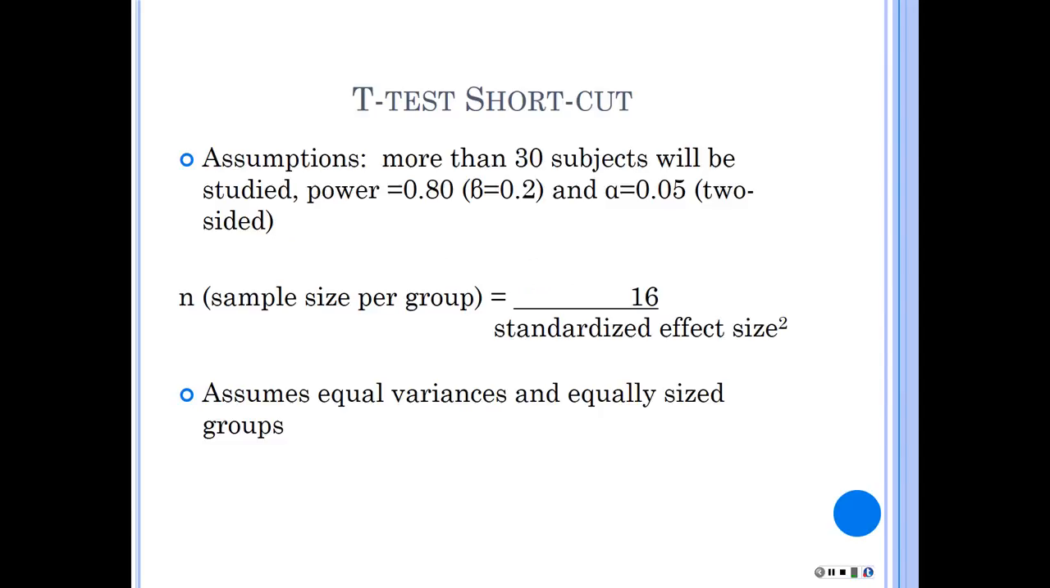There is also a t-test shortcut that you can utilize, but the assumptions in order to use the shortcut are that more than 30 subjects will be studied, the power is 80%, beta is 20%, and alpha is 5% and two-sided. In this case, the sample size, and again, the number that you get is per group, would be 16 divided by that standardized effect size squared. And this assumes equal variance in equal sized groups.